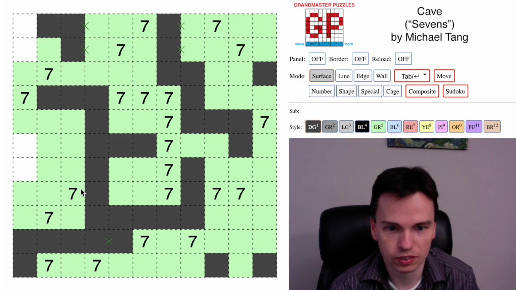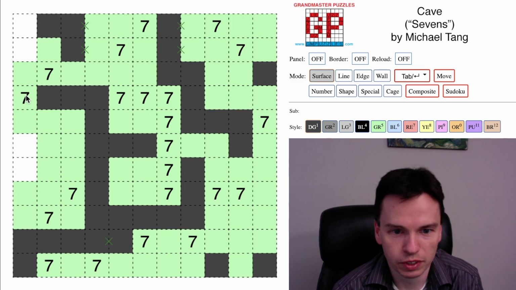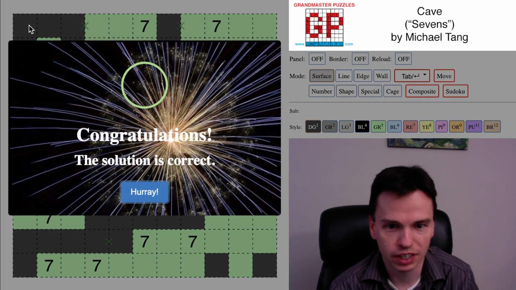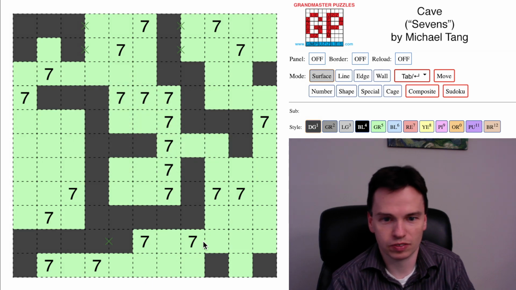That puts these in for this 7. This 7 has to see a total of 7 cells. You can get up to 5, 6, 7, but in doing that actually gets all the 7 it has. So that shading finishes out the grid.